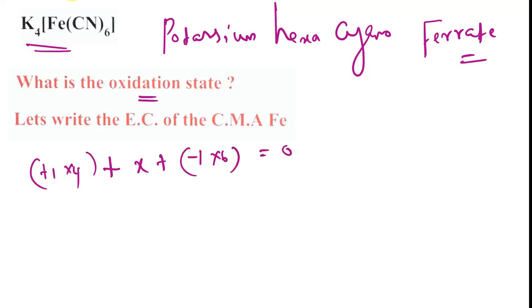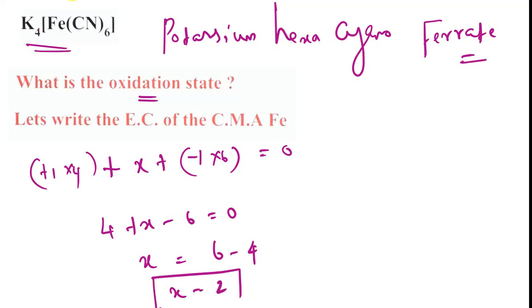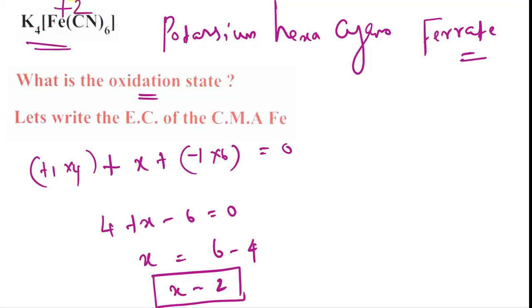So the charge is given as 0. So it will be 4 plus x minus 6 is equal to 0. x is equal to 6 minus 4. x is equal to 2 here. So this is the oxidation state of iron here. What is the oxidation state of iron here? Plus 2. Let's write the electronic configuration of the central metal atom.